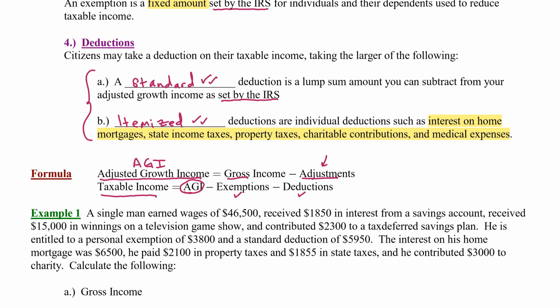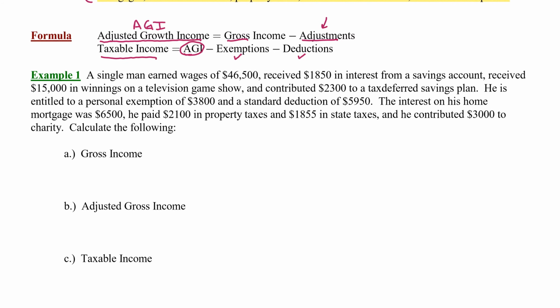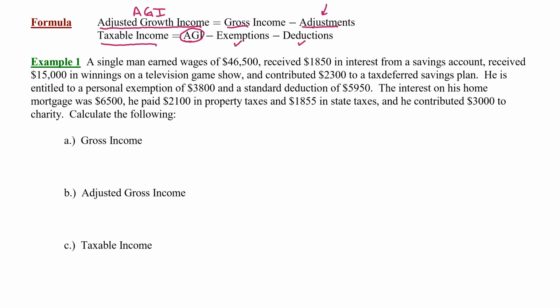Now, I know that's quite a bit to take in, so let's pause for a minute before we calculate income tax and just make sure that we can calculate this taxable income amount. For example, a single man earned wages of $46,500. Let's highlight the important information as we go.